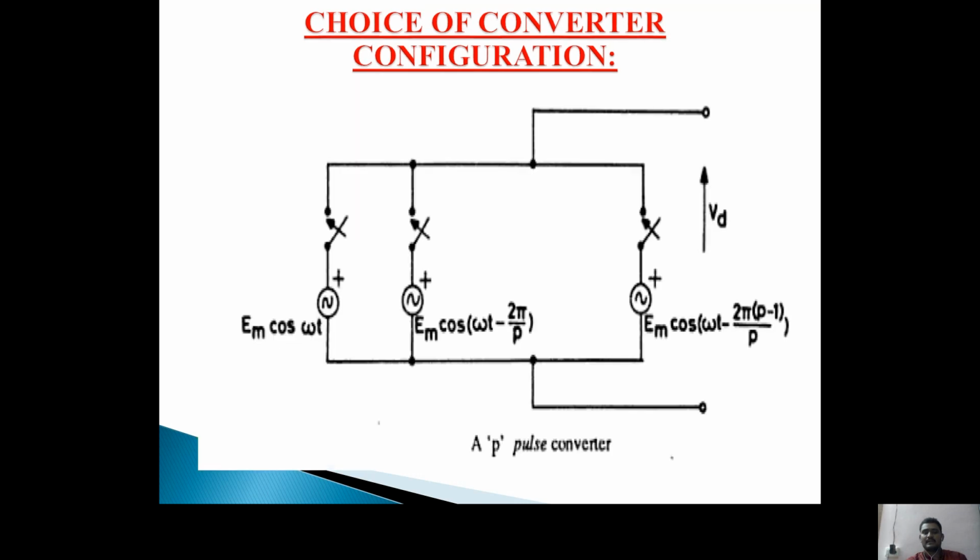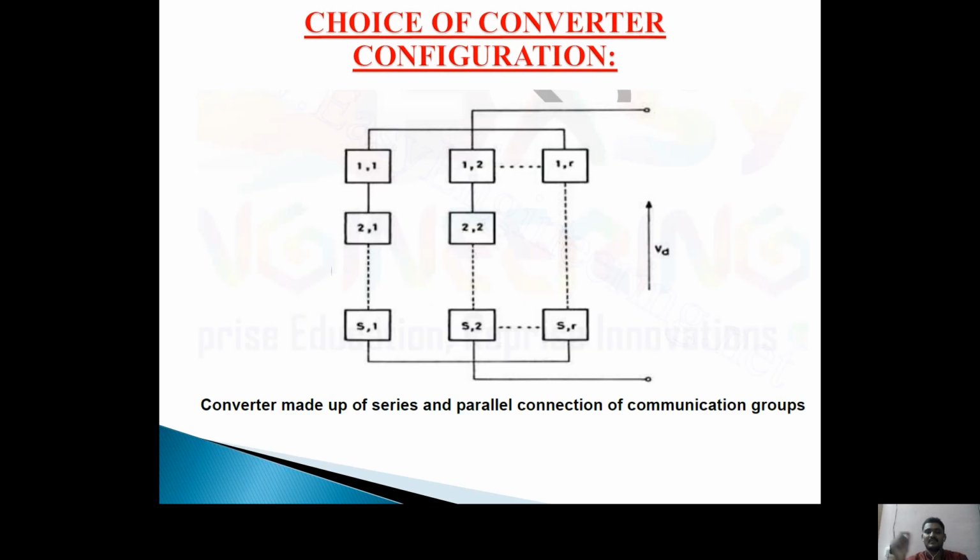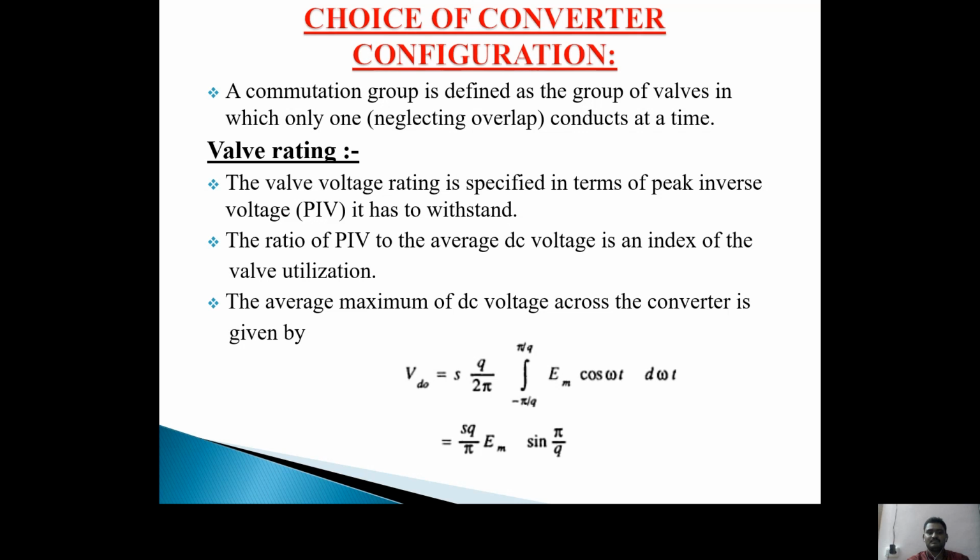So this is the diagram. This is not the best diagram for the converter configuration. That's why I'm moving to the next diagram, that is this one. In this diagram, the converter is made up of series and parallel connection of commutation groups. So why are we taking this commutation group? What is meant by the commutation group? I will explain that.